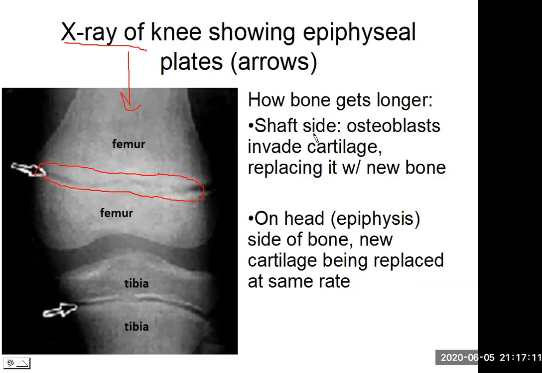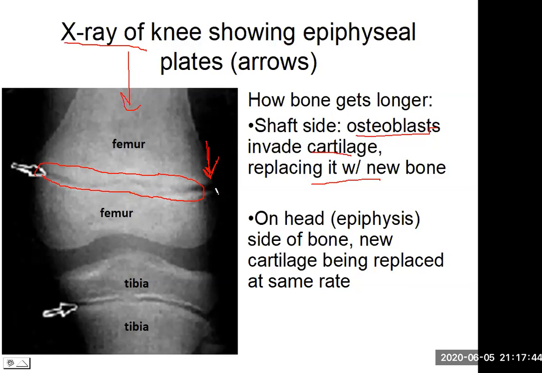So on the shaft side of the epiphyseal plate, so meaning right here, closer to the diaphysis, osteoblasts are doing their job of producing bone matrix, ossifying into the cartilage, so lengthening the shaft by adding more bone as it grows in this direction. So again, we're replacing that cartilage with new bone. We're ossifying and making the shaft longer as it penetrates into the epiphyseal plate.